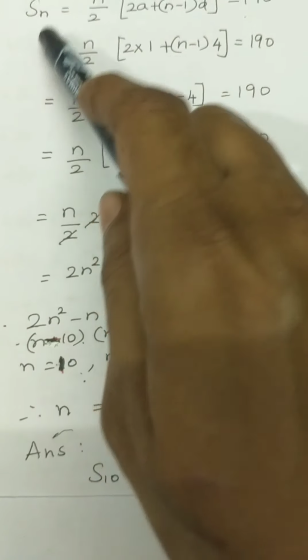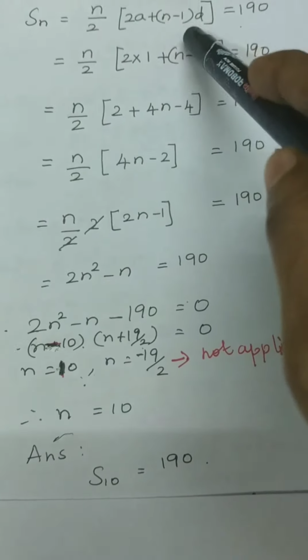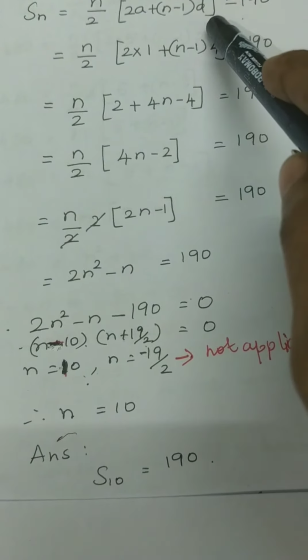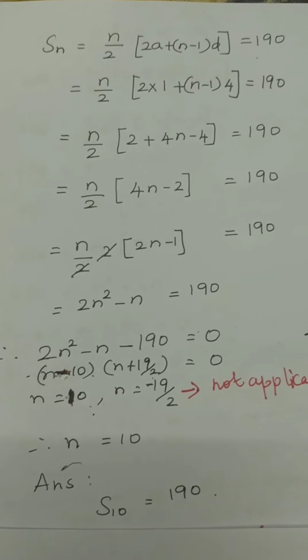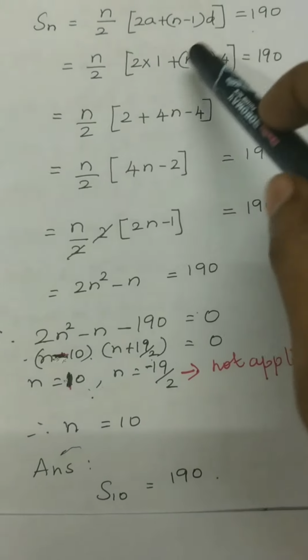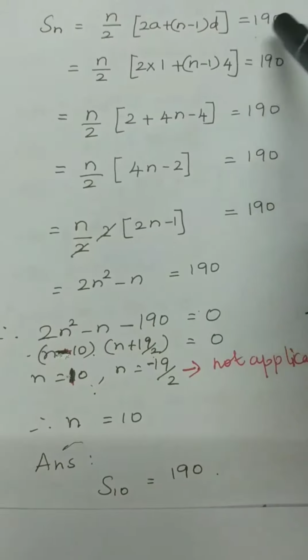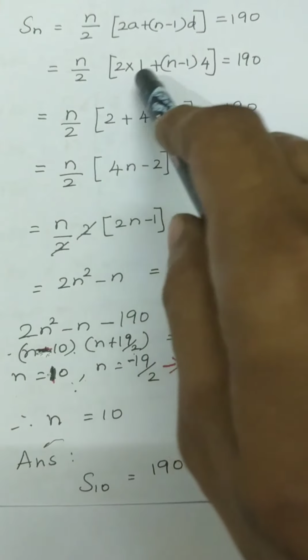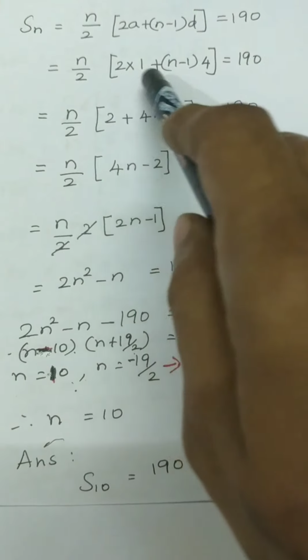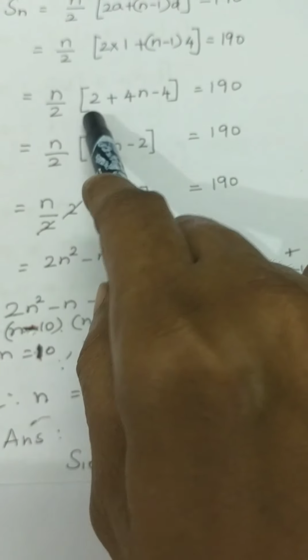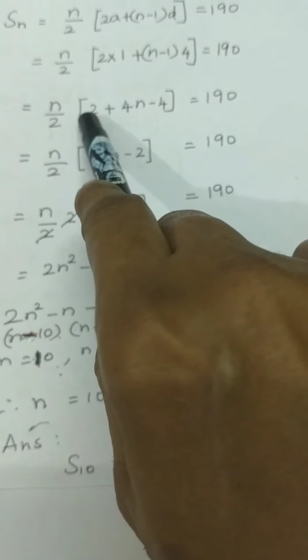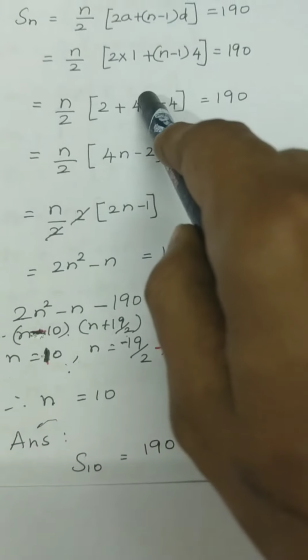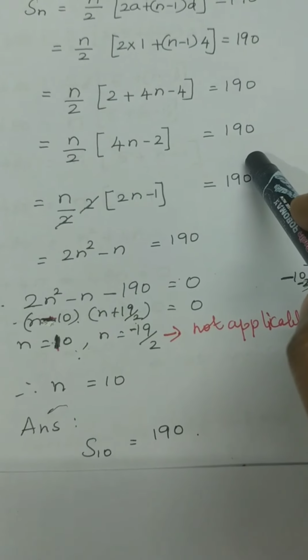So Sn is equal to n by 2 into (2a plus (n minus 1) into d). Here they didn't give the last term, so we are using this formula. n by 2 into (2a plus (n minus 1) into d), and the summation of this is 190. So n by 2 into (2 times 1 plus (n minus 1) into d), we know d is 4. So we substitute: n by 2 into (2 minus 4 plus 4n), where minus 4 plus 2 comes as minus 2, equal to 190.